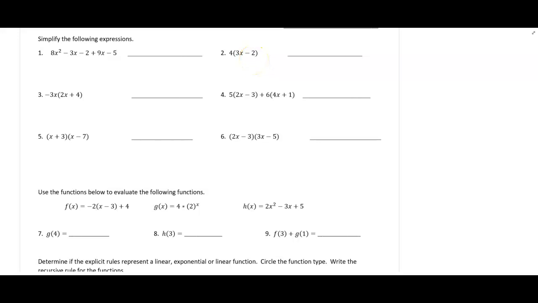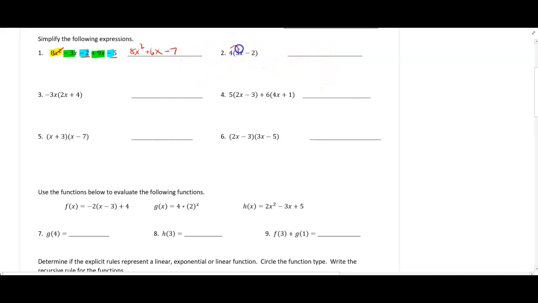So in the first 6 problems, our goal is to simplify the expressions. The first one, we're just combining like terms, okay? So you're basically highlighting the ones that have identical variable expressions, right? So 8x squared, there's no other x squared, so we bring it over. Then negative 3x plus 9x is going to give you plus 6x. And then negative 2 minus 5 will give you minus 7.